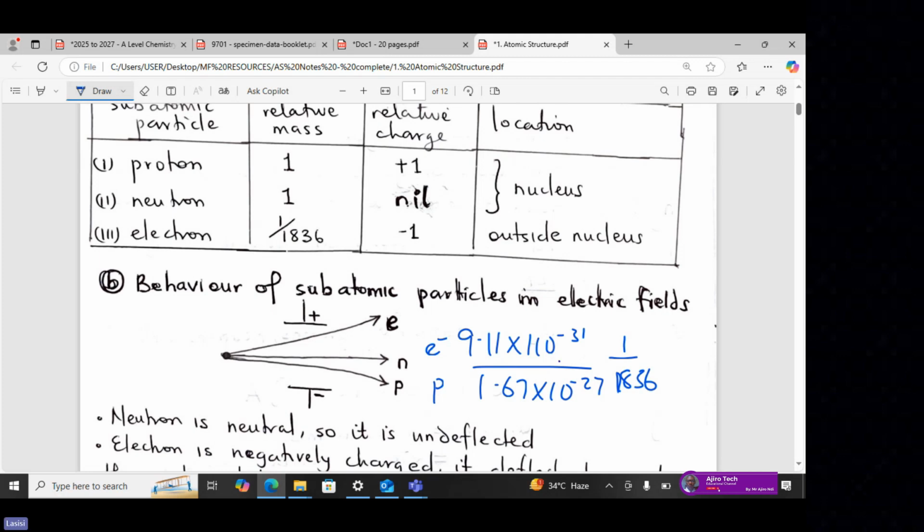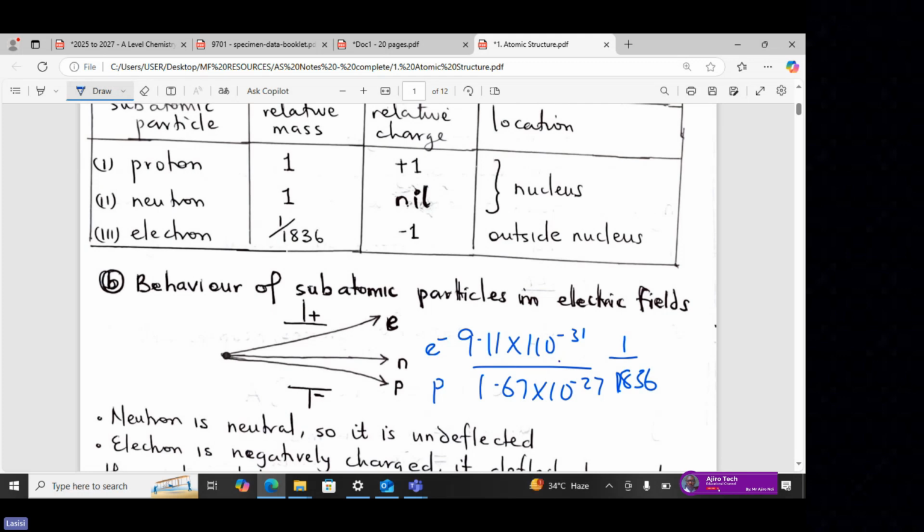How many times is a proton heavier than an electron? When we did mass of electron over mass of proton, we got 1 over 1836. So how many times is a proton heavier than an electron? 1,836. Exactly, that's it. So a proton is 1,836 times as heavy as an electron. Do you get the point now? Therefore, when proton is 1, electron is 1 over 1836.